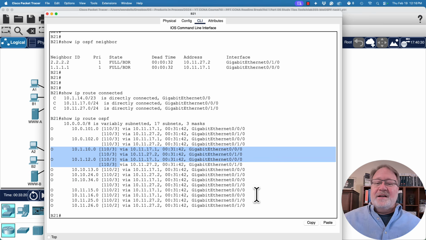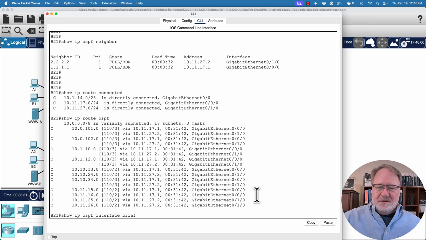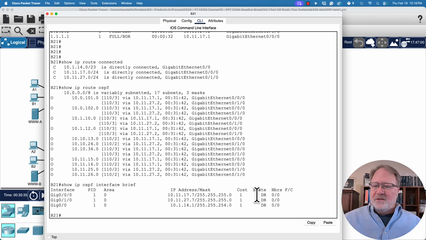All right. Now, in the next task, of course, we're going to change the metrics a bit, and we're going to favor routes through the top, and you're going to see those routes change. So just one last look at those interface costs. Show IP OSPF interface brief. You're going to look in that cost column to see those change as a result of task 2.